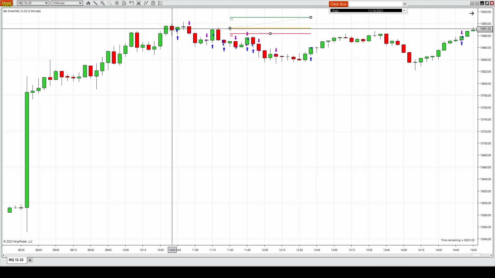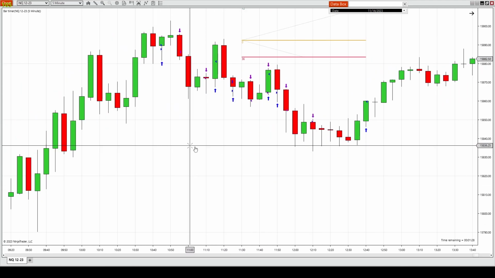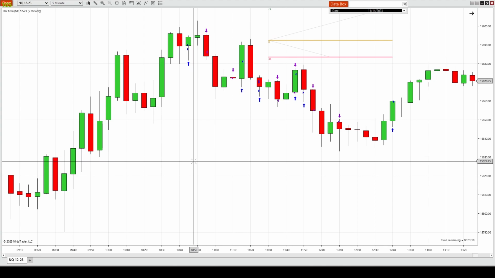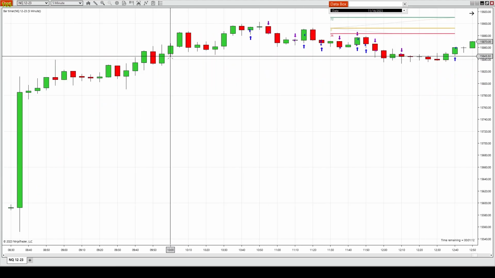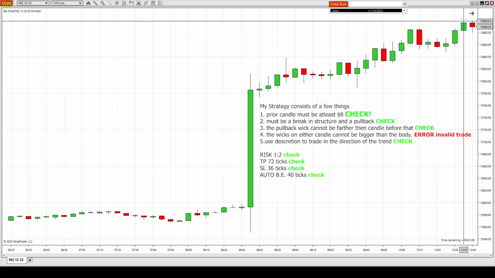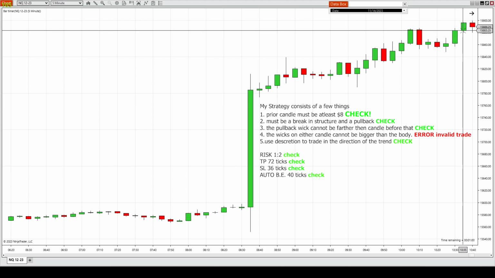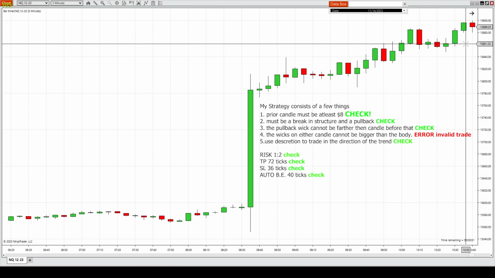So let's look at this first setup over here at 10:45. Perfect setup. For me, my setup is always like this, right? Minor structure breaks. If we look at it from this angle, we made a new high, we broke minor structure. Now the second thing to look at is this candle right here. Is this candle at least $8 minimum? Right now, 83 to 96. So that is $8 minimum.